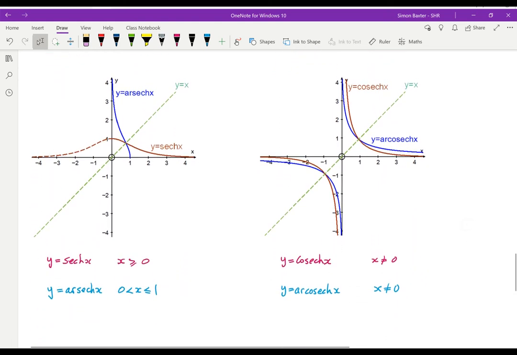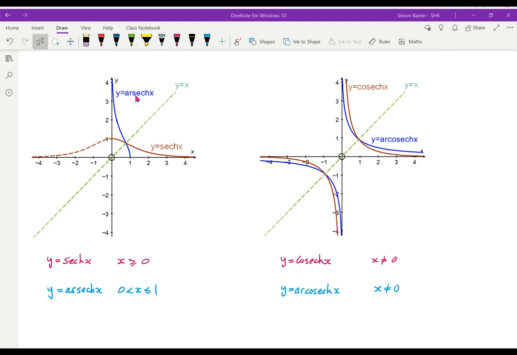And then, when we come down to look at arsech x, this has the same sort of problem as we had with cosh x. If I take the whole graph for sech x, when I reflect that in y equals x, I will get a graph which gives me two values of y for one value of x. So then I would not have a function.